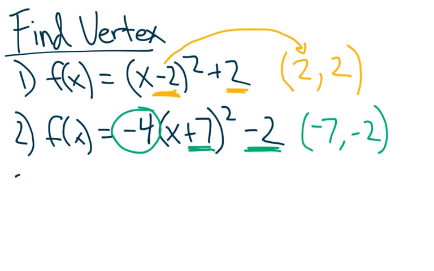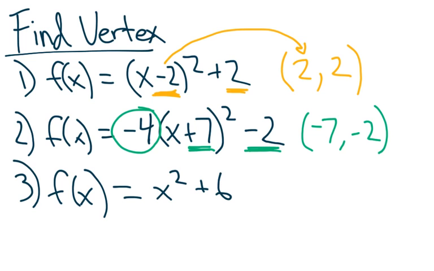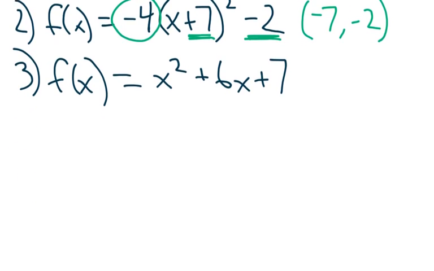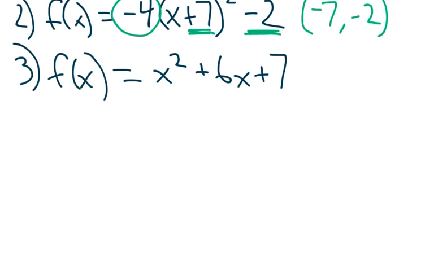Now, let's do something in standard form, something that's maybe a little more complicated. Or, not really complicated, but requires more work. So f of x is equal to x squared plus 6x plus 7. Now this one, we need to do that whole negative b over 2a thing. So first, let's figure out what a and b are.